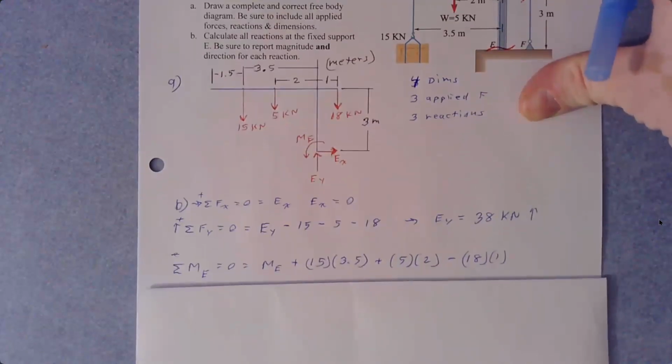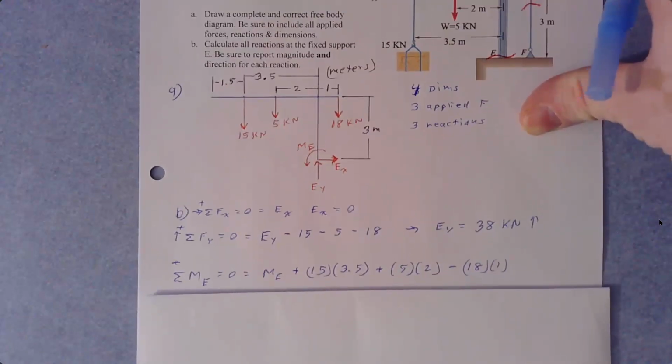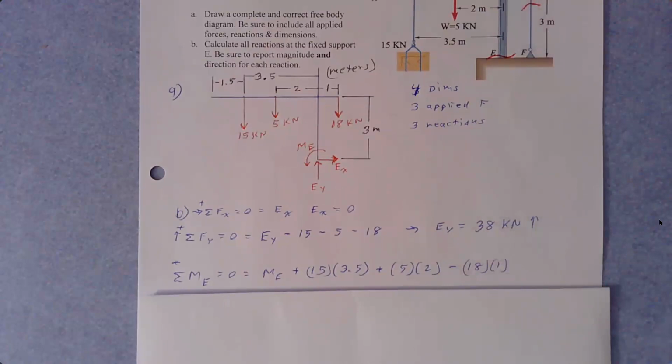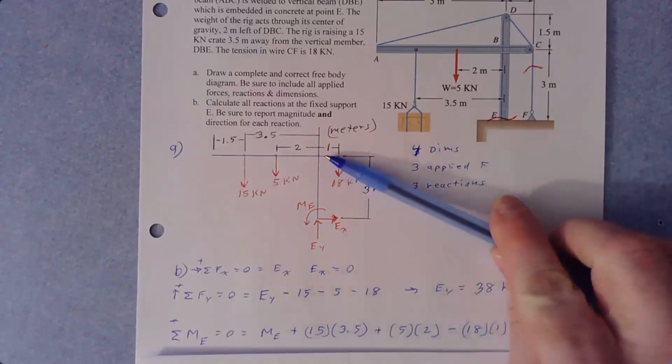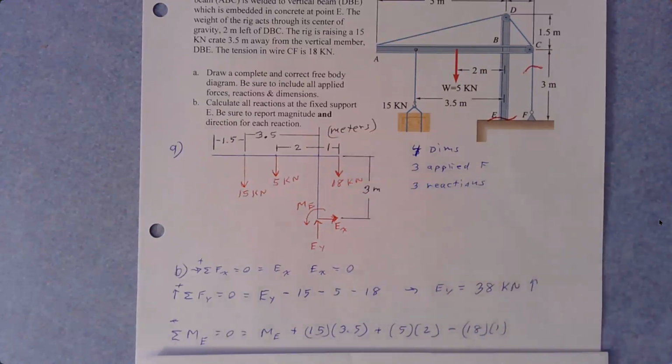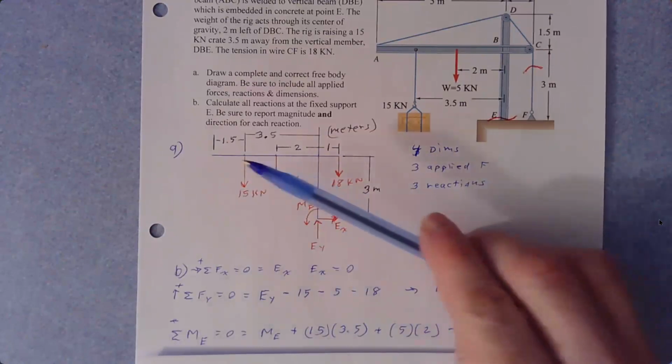All right, sum of the moments. Sum of the moments about E equal to 0. So this is looking at how all the forces are generating moments. Now, I could have taken any point on this structure and chosen that to do the moments about, right? Some points are easier than others. For example, I could have chosen point B, right? I could have chosen point A.